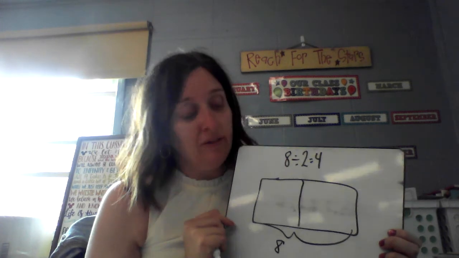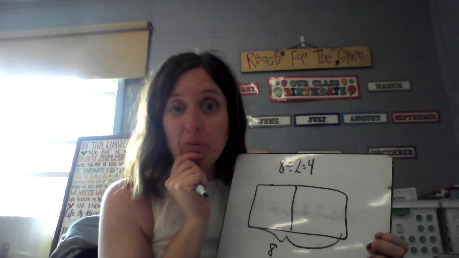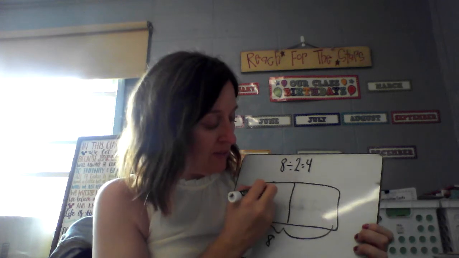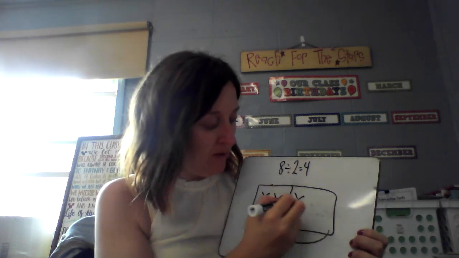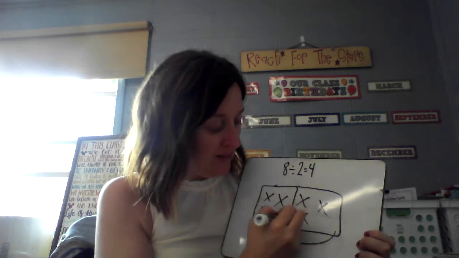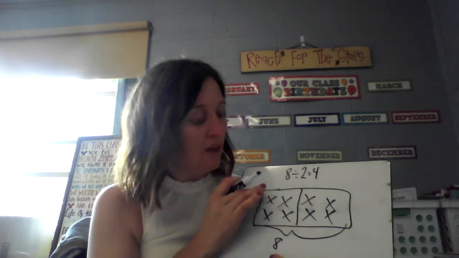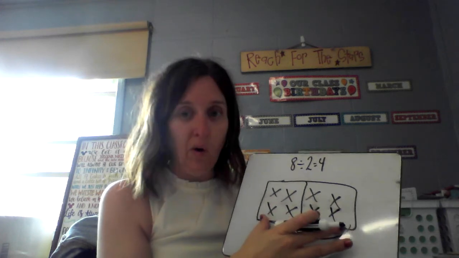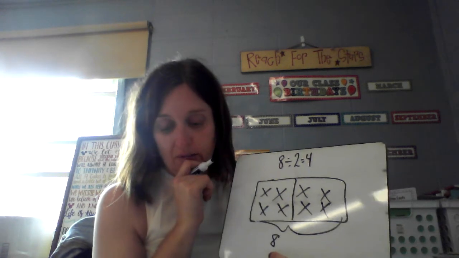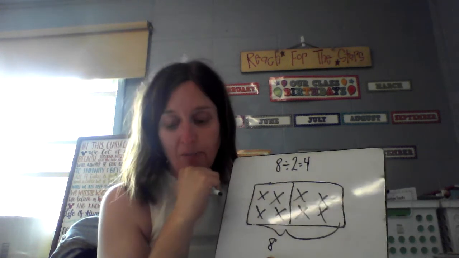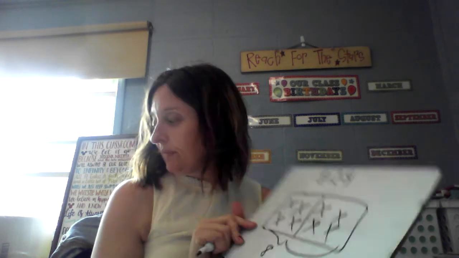Now I've got to figure out where my 4 goes. That's the number that goes in each group. So I would see 1, 2, 3, 4, 5, 6, 7, 8. Again, my parts, my whole, my groups. You can see it all modeled in this whole picture. That was a pretty easy one because I had the answer already there for you.